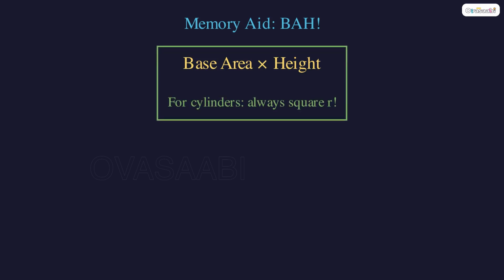Memory aid. Just say BR minus base area times height. For cylinders, always square the radius before multiplying by height and pi.